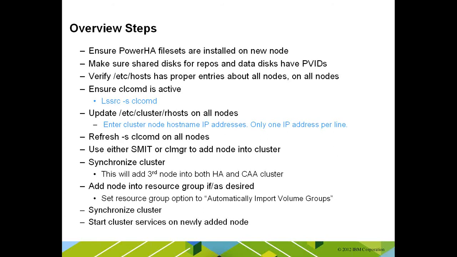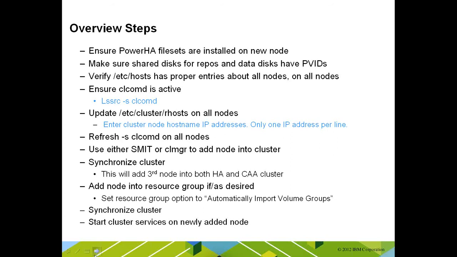The next steps would be add the node into the resource group if desired, and in my case I'm going to do that. Also, since it will be a participating member of the resource group, it needs to know about the shared data volume group. So I will show that when we add it to the resource group, there's actually this option about automatically import the volume group. We will use that option and it'll pull it in for us. So we don't manually have to import the volume groups. And then we will synchronize the cluster again to make that node known as a member of the resource group, and then we simply start cluster services and add it in to the running cluster.